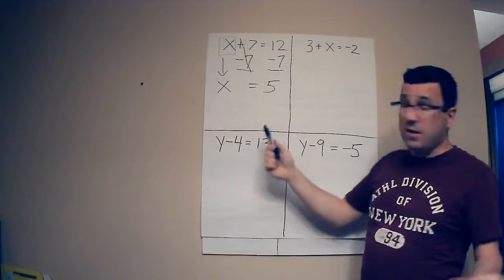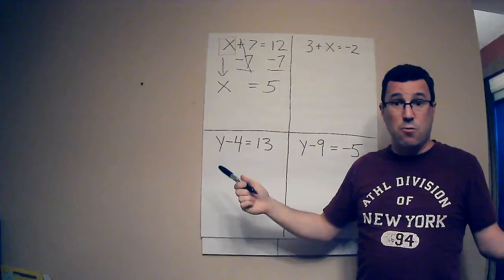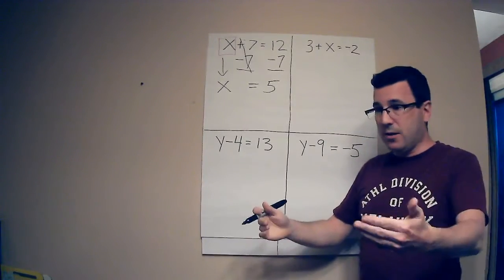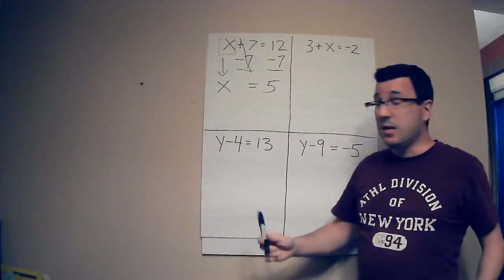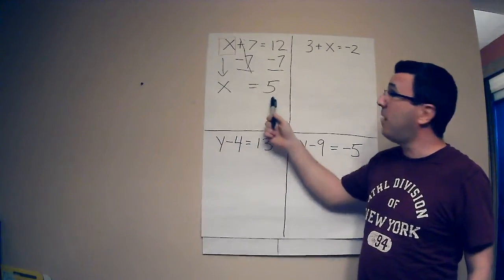And I ask myself, is this in x equals form where I have x on one side and something else on the other? Yes, it is. I'm saying that x equals 5.